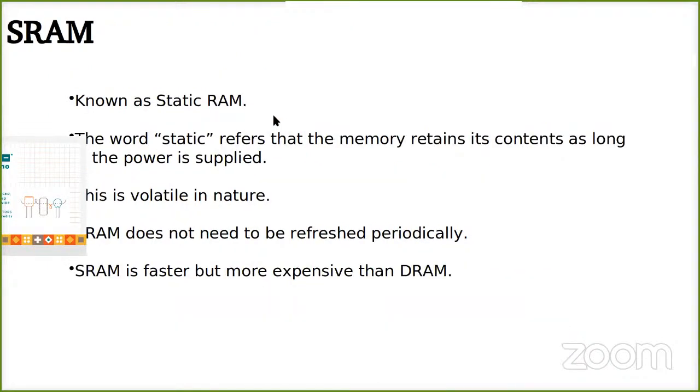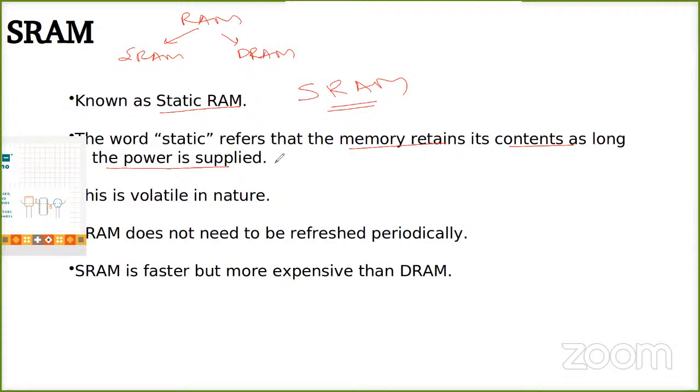All right. Inside RAM, you have two kinds of RAM. One is called static RAM, SRAM. What is the meaning of static? The word static refers to the fact that the memory retains its contents as long as the power is supplied. So in RAM you have two bifurcations: one is SRAM and the other is DRAM. Now we are going to check what SRAM is, that is, static RAM.